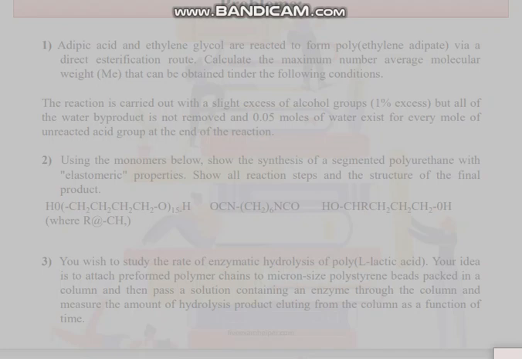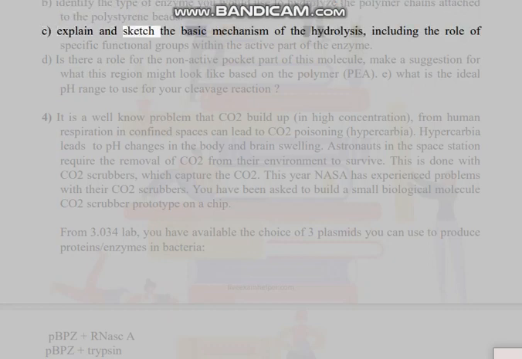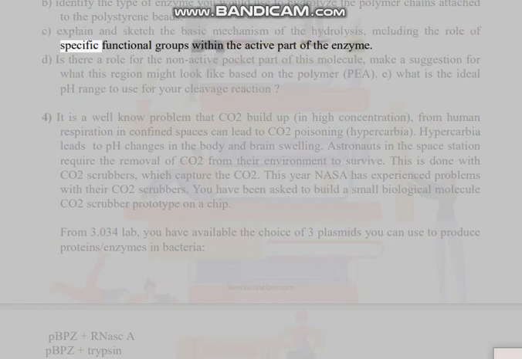A. Show the chemistry that you could use to attach the preformed chains of polylactic acid to the polystyrene beads. B. Identify the type of enzyme you would use to hydrolyze the polymer chains attached to the polystyrene beads. C. Explain and sketch the basic mechanism of the hydrolysis, including the role of specific functional groups within the active part of the enzyme.